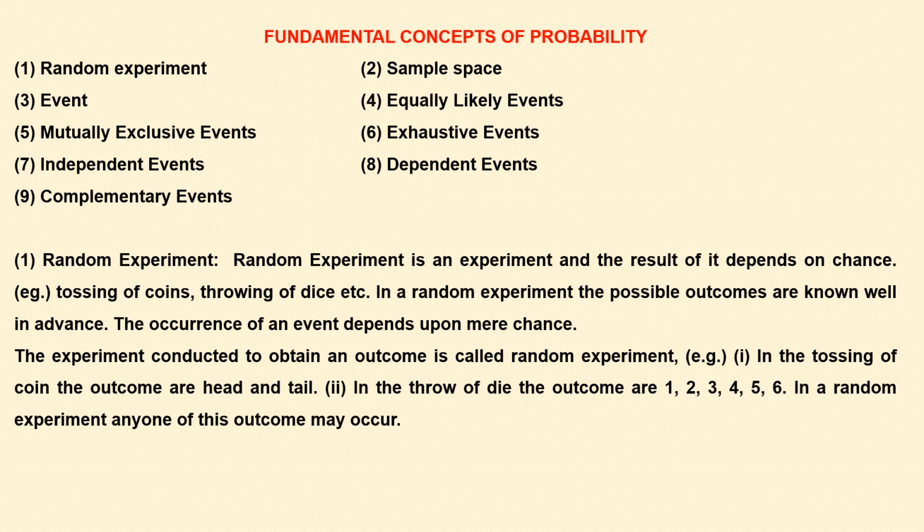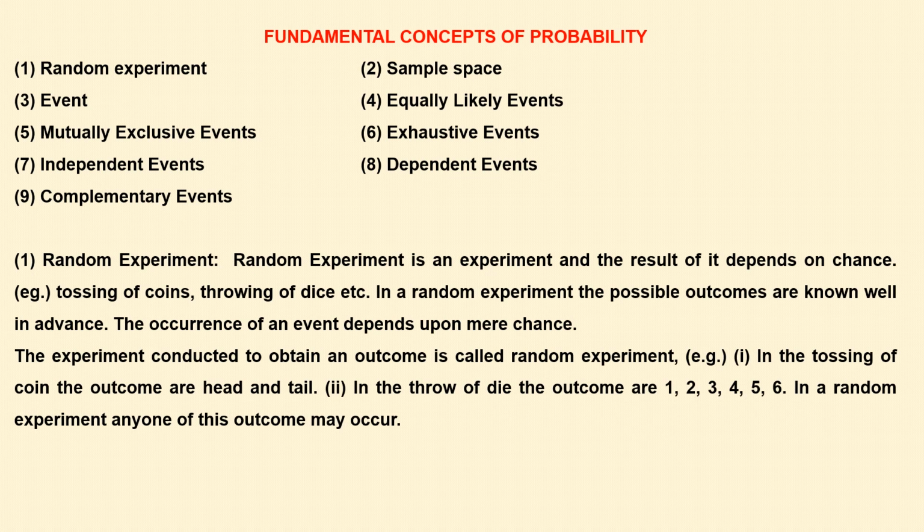First, random experiment. Random experiment is an experiment and the result of it depends on chance only. That is tossing of coin, throwing of a die, etc. In the random experiment, the possible outcomes are known well in advance. The occurrence of an event depends upon mere chance only. The experiment conducted to obtain an outcome is called random experiment.